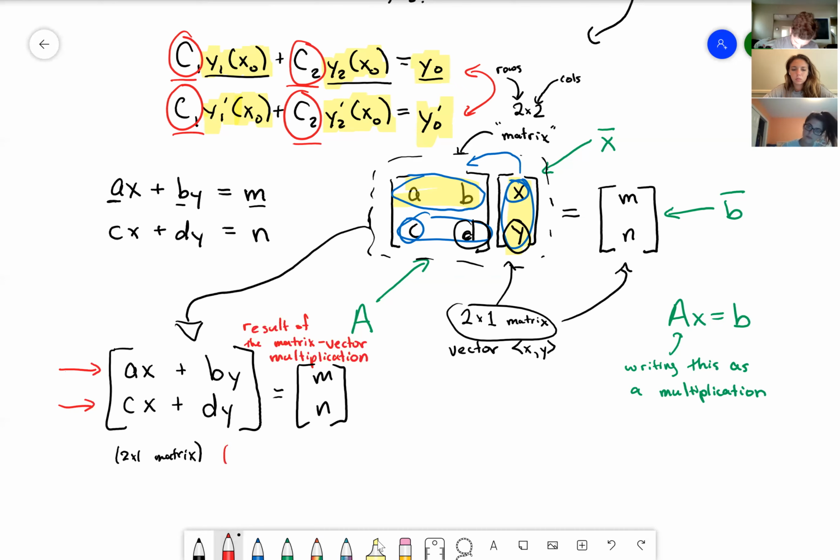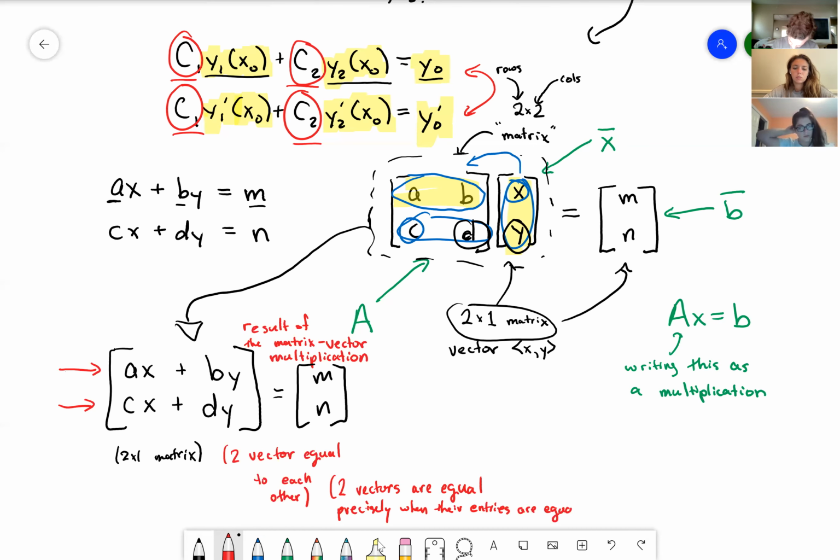So we're thinking of this as two vectors equal to each other. And what it means for two vectors to be equal to each other is just that two vectors are equal precisely when their entries are equal. Okay.